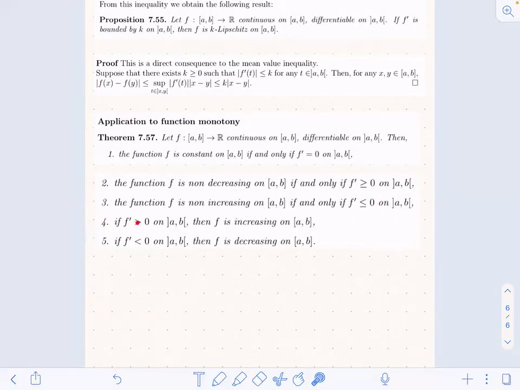If you've got a strictly positive derivative on an open interval, then you'll be strictly increasing on the closed interval. And if you have f prime strictly negative on the open interval, then you'll be decreasing, so strictement décroissant, on the closed interval. So these are actually two properties that are earlier in your notes as well.